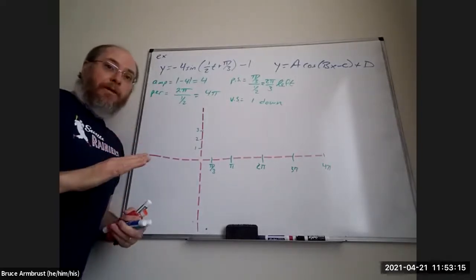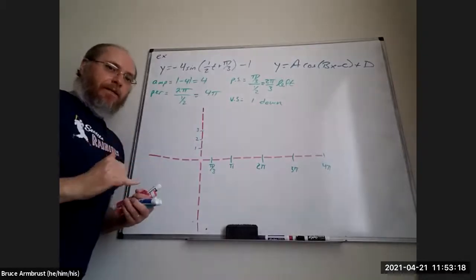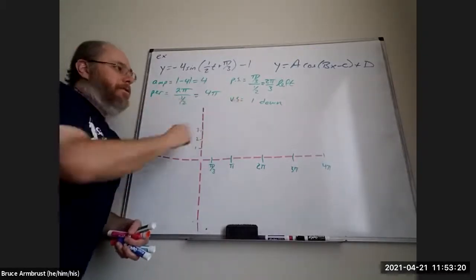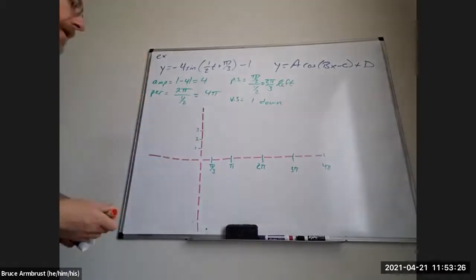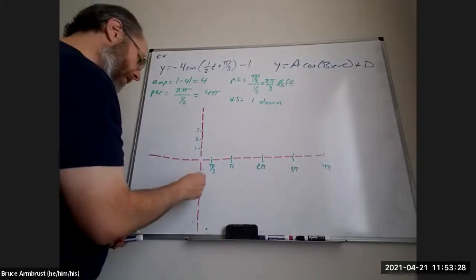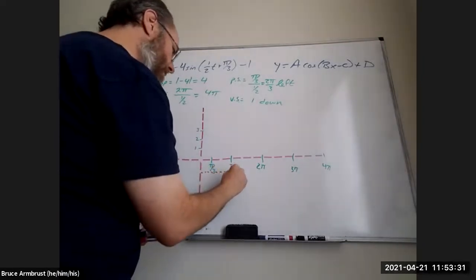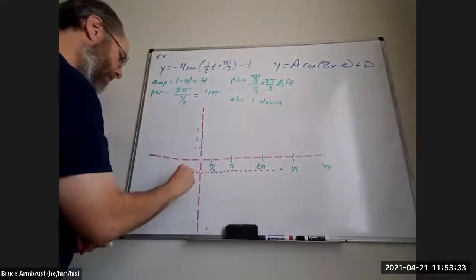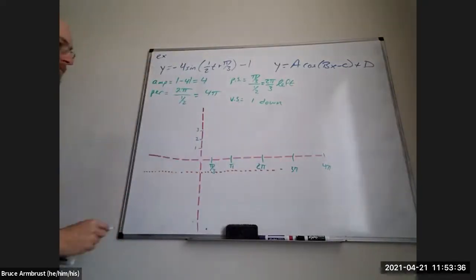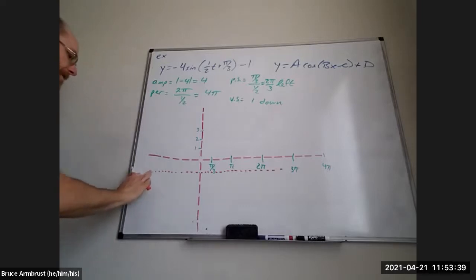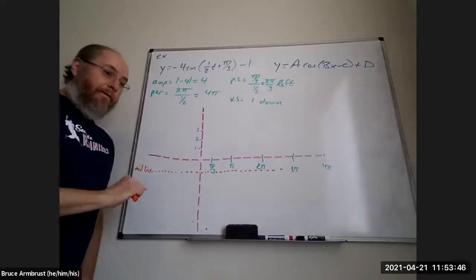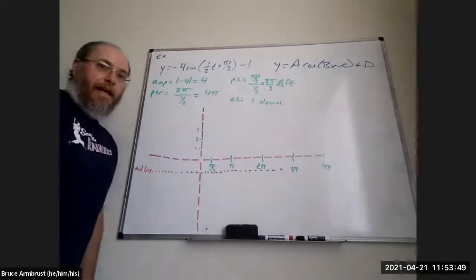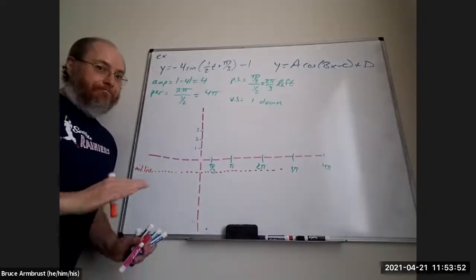Okay. So here's what I recommend you do, and this is what we did last time, so let me model it again. Start with the vertical shift. That vertical shift, we're going to go down one. So what I'm going to do is draw a horizontal dashed line down one, because this is the midline. So my wave is going to oscillate around this line. Okay, so I start there.